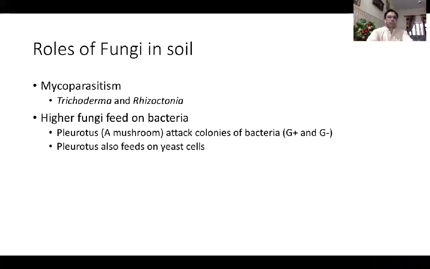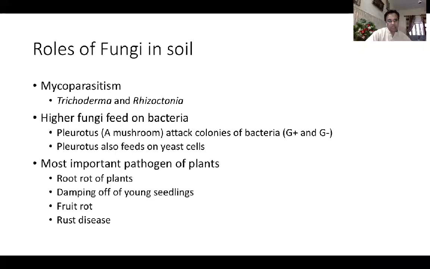Then the higher fungi have some role by feeding on bacteria. For example, Pleurotus is a mushroom that attacks colonies of bacteria. Pleurotus also feeds on yeast, so it's a kind of predator role that it is playing.